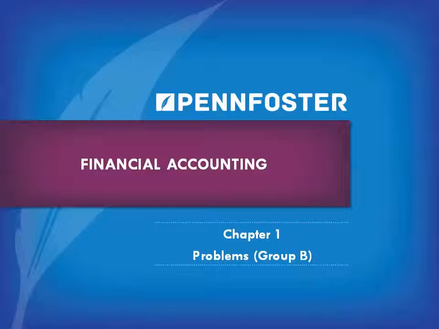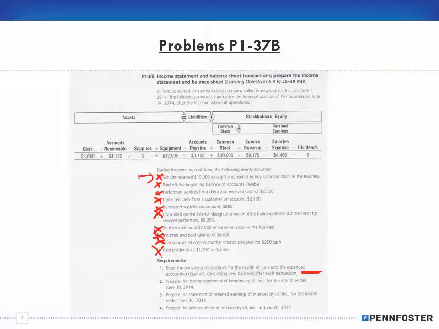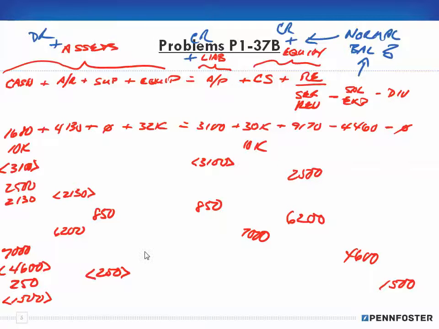We were working in the previous 3 videos on problem 1-37B, and we were almost done with the first requirement here. The only thing we hadn't done was calculate the new balance for each transaction. Like I had said, I wasn't going to calculate the new balances every time I had a transaction, but now I do have to calculate the balances in all of the ledger accounts so that I can create my financial statements.